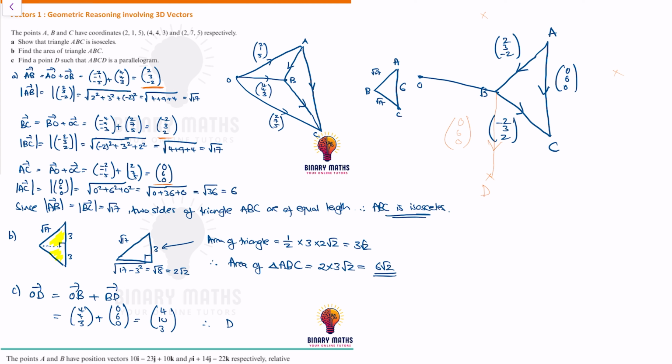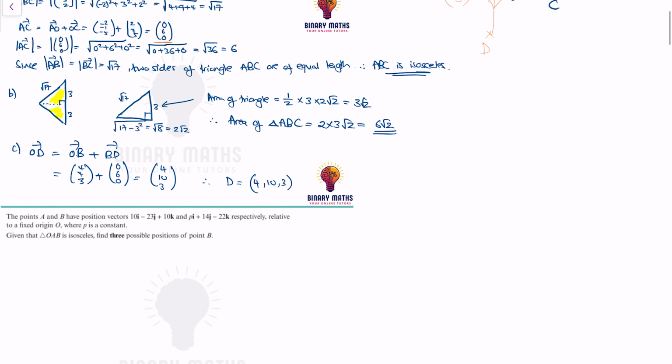Therefore, D must be the point (4, 10, 3), because this is the position vector, which is relative to the origin. So it's (4, 10, 3). Okay, next question.